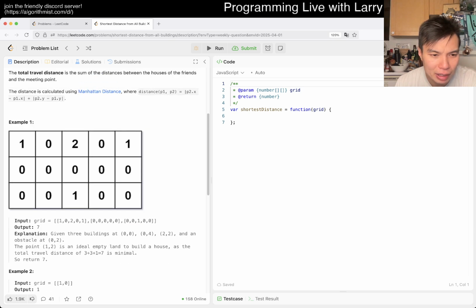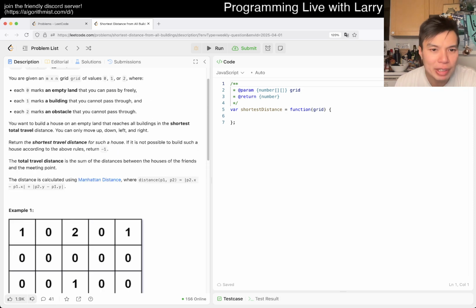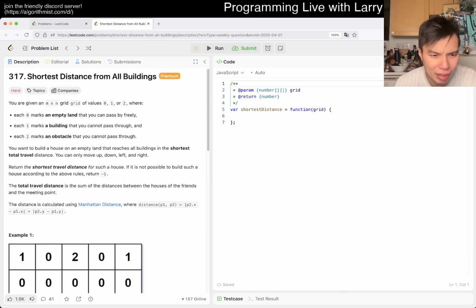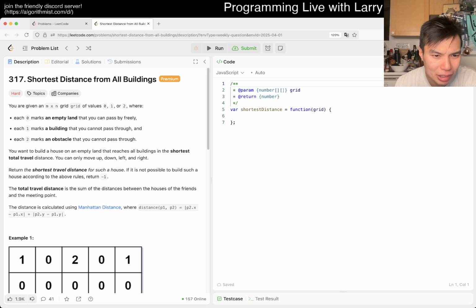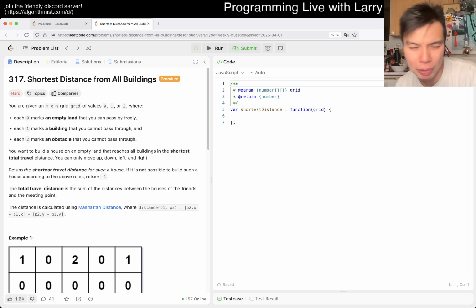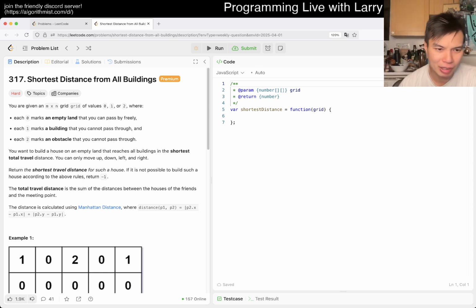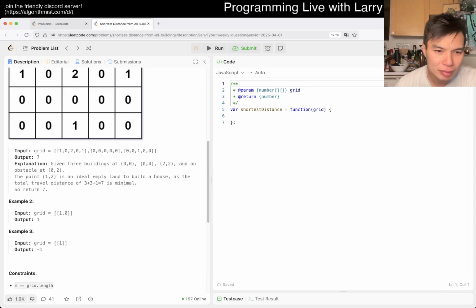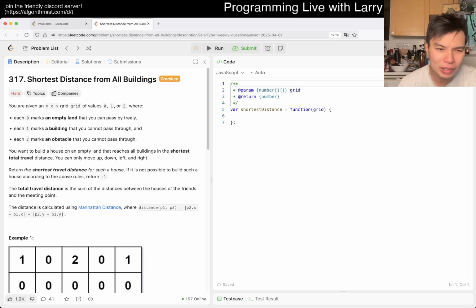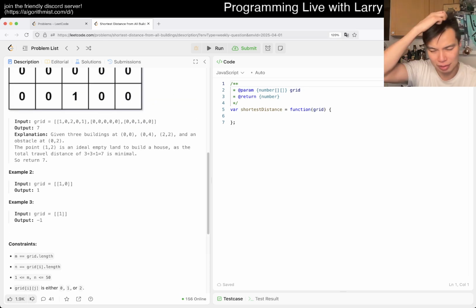Given 3 buildings and an obstacle at 0, 2. I mean, we cannot build on an obstacle, I think. It actually doesn't even mention that. No, it's on an empty land. So you cannot build on top of a building and you cannot build on an obstacle. Okay, that's fine, right? But what is the shortest travel distance thing? It is way weird.